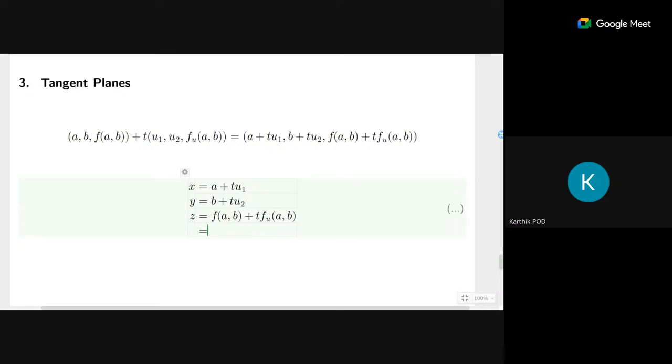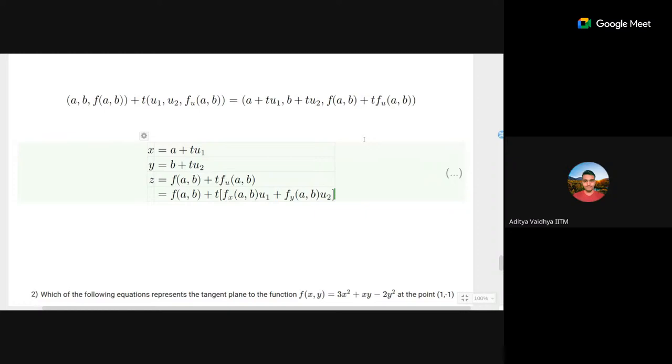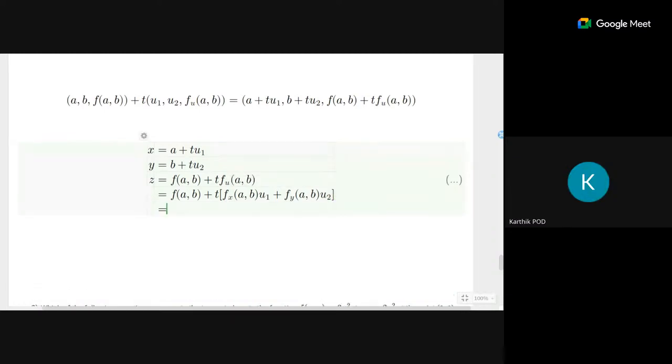Now the z alone, we'll play around with it a little more. So t f_u(a, b) is what? Can I write it? The derivative, correct. So the gradient of f dot product with (u1, u2), the gradient is nothing but the partial derivative along x and the partial derivative along y. So this becomes f_x(a, b) times u1 plus f_y(a, b), the partial derivative along y, times u2, right? I've just expanded the dot product. Okay, now what is this? This is f(a, b) plus, notice that this t u1 is there, t u2 is there, and this t u1 is there in the x and y equations also, right? So that seems like an interesting thing to separate. So I'll separate the t u1 and write this as t u1 f_x(a, b) plus t u2 times f_y(a, b).